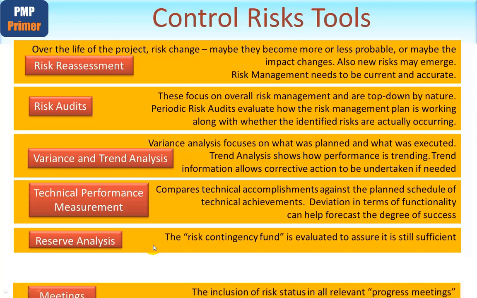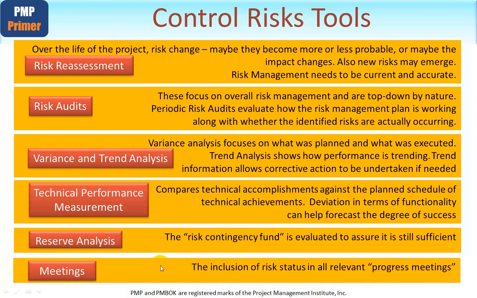And finally, meetings. This doesn't necessarily mean that you have risk-related meetings, although that might be appropriate in certain high-risk projects. What it's actually referring to is that when you have progress status meetings, talking generally about the project and its progress, schedule, cost, quality, scope and so on, you should include within those meetings an agenda item of discussing the risk status, and that is quite a sensible thing to do.